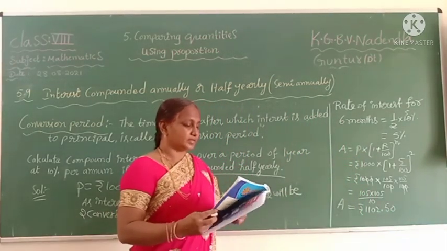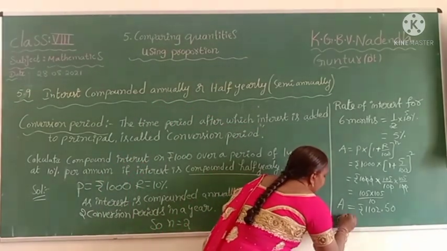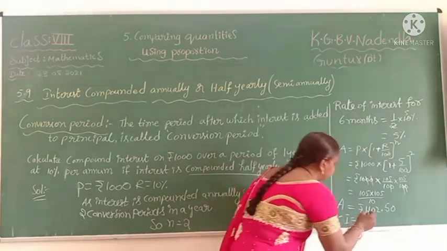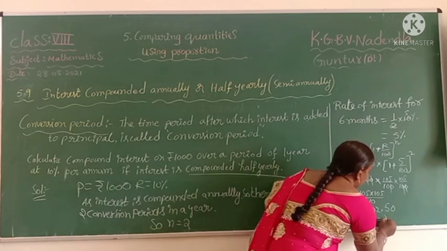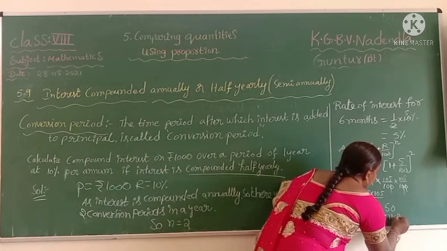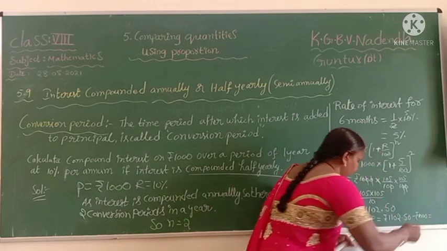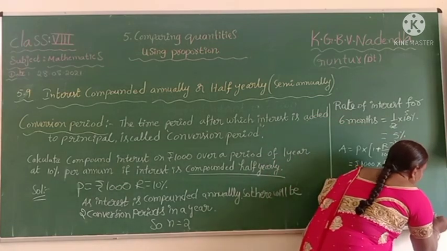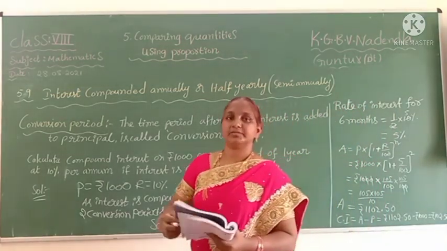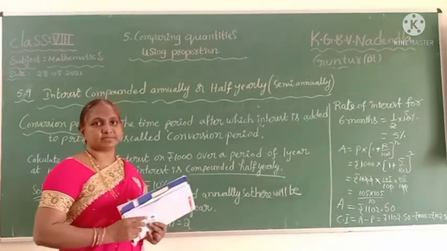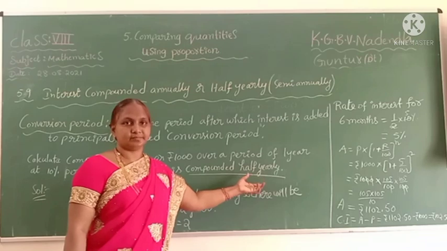In the problem, he also wants to calculate compound interest. So, what is the formula for compound interest? Amount minus principal. 1102 rupees 50 paise minus 1000 rupees. Then we get 102 rupees 50 paise. In this way, we can solve the problems on compound interest where it is compounded half-yearly also.